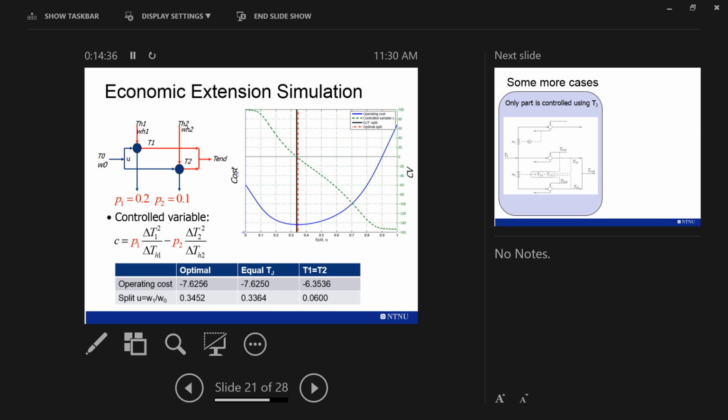So I got a simulation on that one too. Here's the cost that we want to minimize, and we have two prices. This means that we want to use heat exchanger 1 more than heat exchanger 2. So we have this control variable, and we see the operating costs are very similar again, while isothermal mixing, which actually doesn't make any sense in an economic context here, gives a lot more loss. So the lower this number is, the better. Yeah, the lower cost we have.